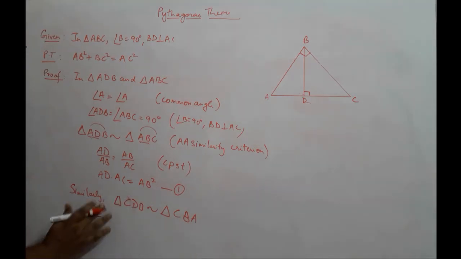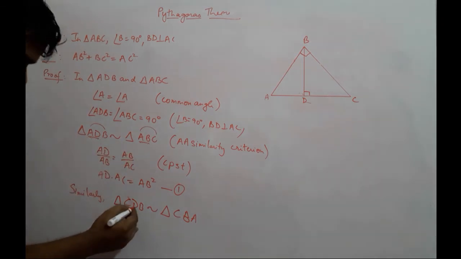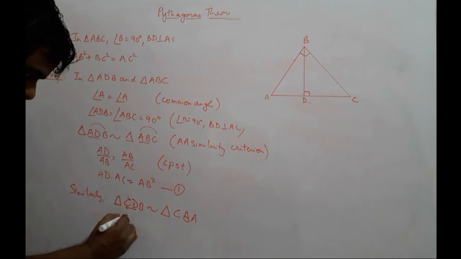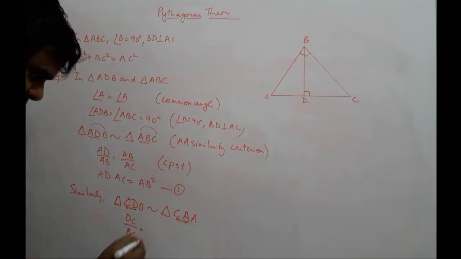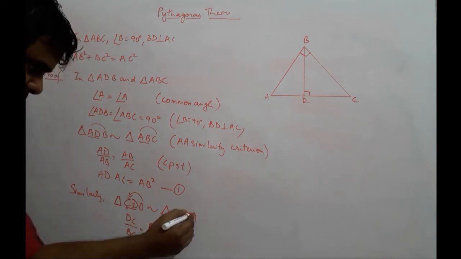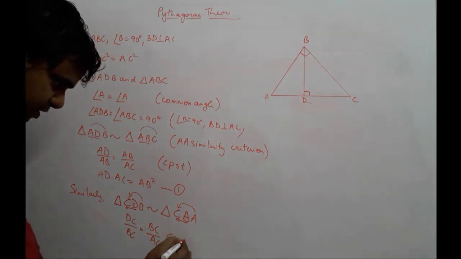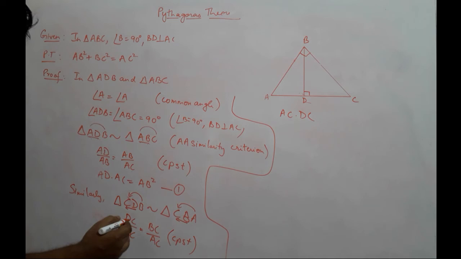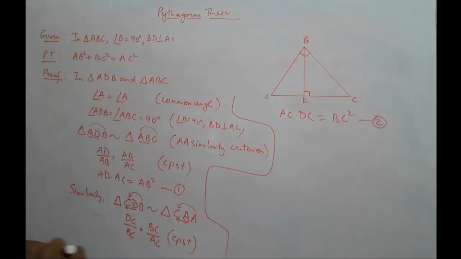Now because they are similar, just like in this case, we can say DC upon BC is equal to BC upon AC, by corresponding parts of similar triangles. AC into DC and BC into BC will give you BC square. We'll mark this as 2.